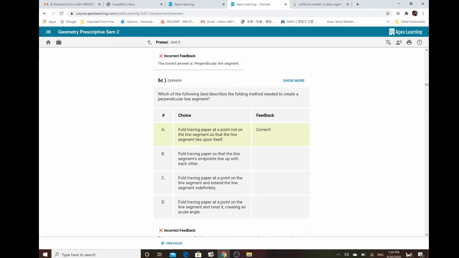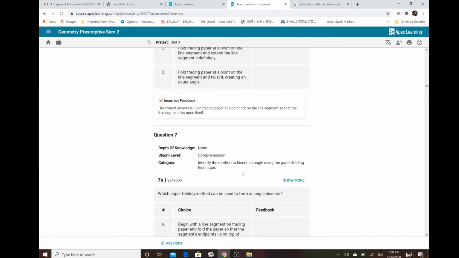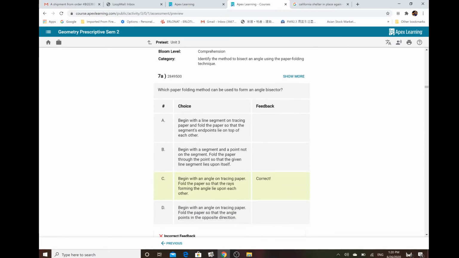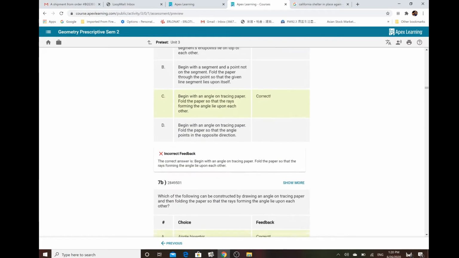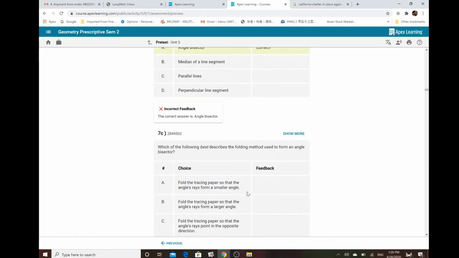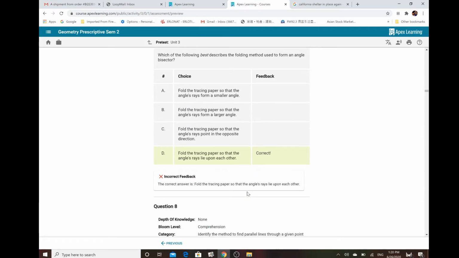Which of the following best describes the folding method needed to create the perpendicular line segment? Fold tracing paper at a point not on the line segment so that the line segment lies upon itself. And question number 7. Which paper folding method can be used to form an angle bisector? Begin with an angle on the tracing paper and then fold the paper so that the rays forming the angle lie upon each other. Okay, so it's all about the angle bisector, the paper folding method.